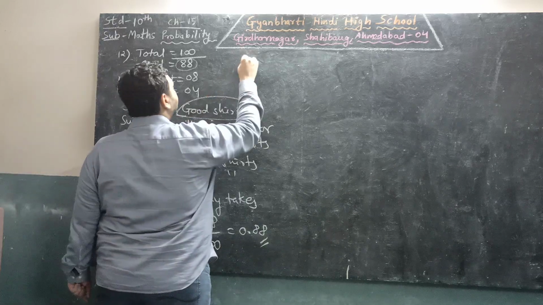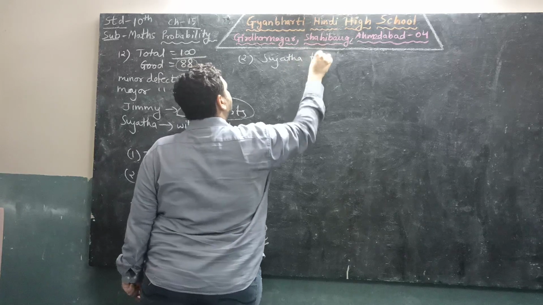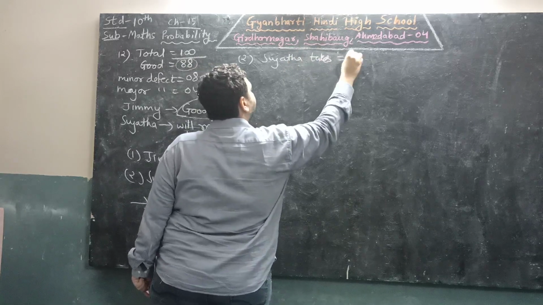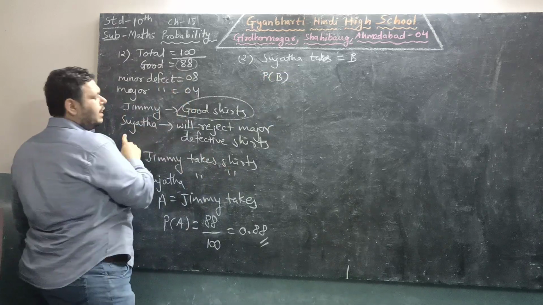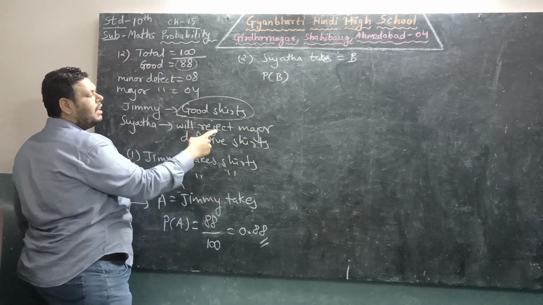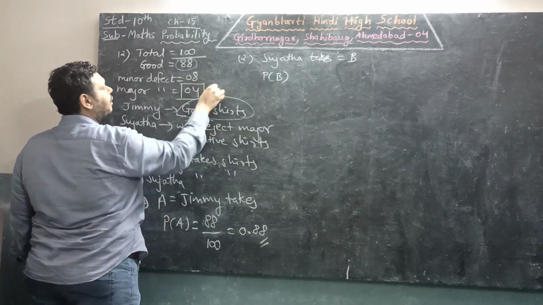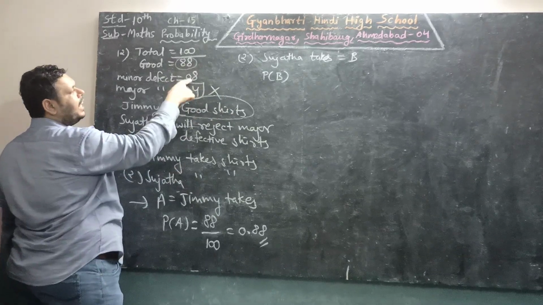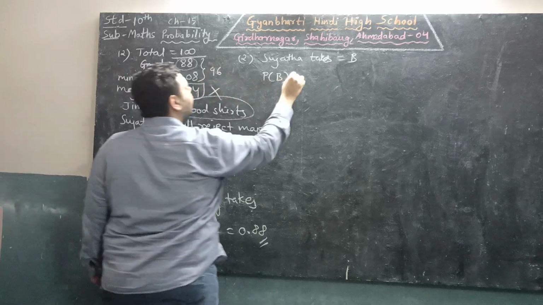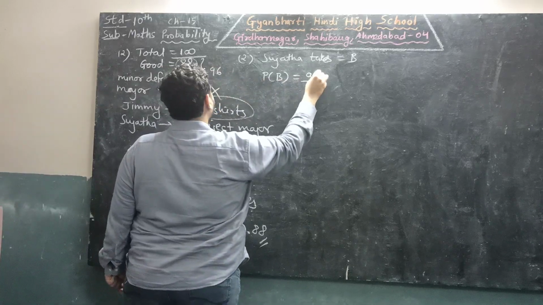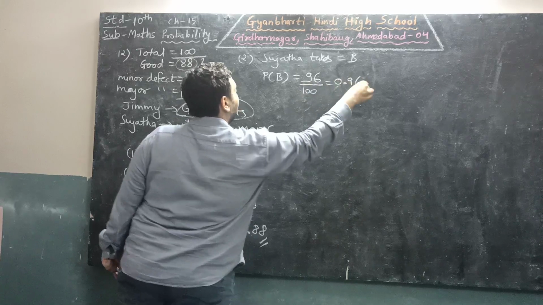And the second one, Sujata takes shirts. Event is B. So probability of B. In the question it is mentioned Sujata will reject the major defective shirts. So she will not buy the 4 shirts. Rest 88 and 8, that is 96 shirts she can buy. So probability of B will be 96 upon total 100, that is 0.96.